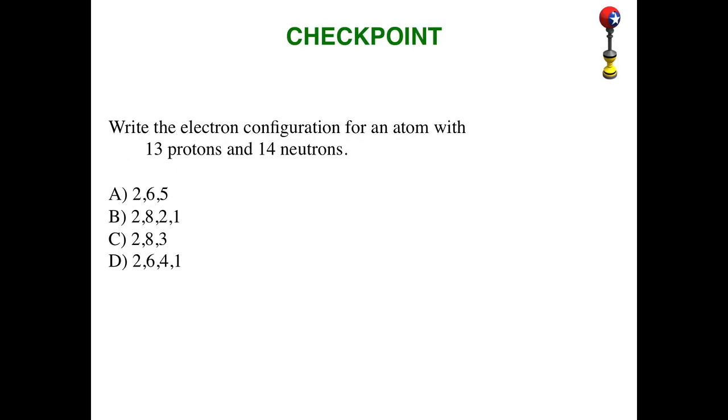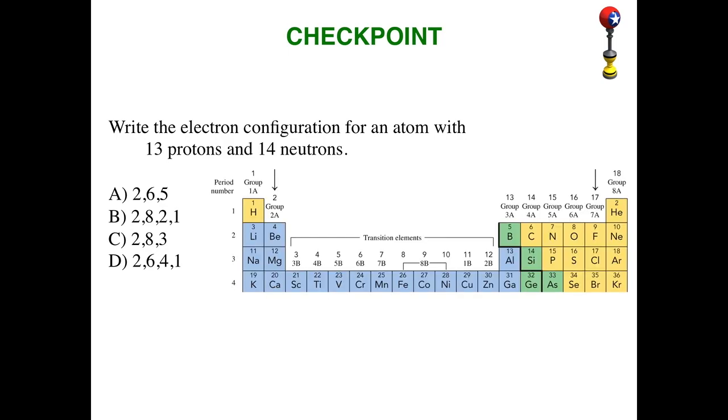Let's have a checkpoint. Can you write the electron configuration for an atom with 13 protons and 14 neutrons? Hopefully you recognize that to write the electron configuration, you only need to know how many electrons an atom has. So 14 neutrons is a number that is irrelevant to this problem. But knowing that it has 13 protons and it's a neutral atom tells you that it also has 13 electrons.